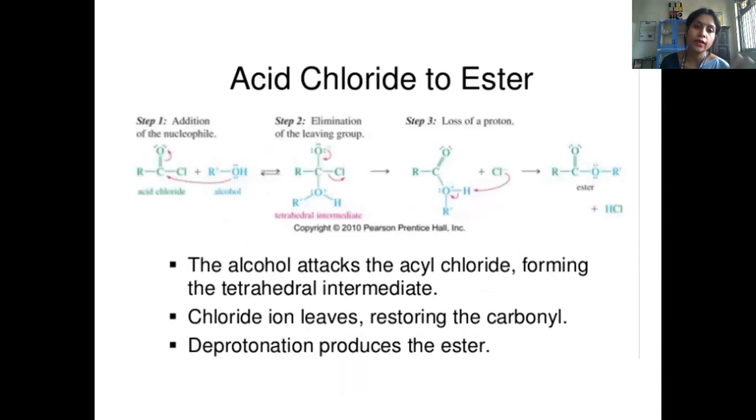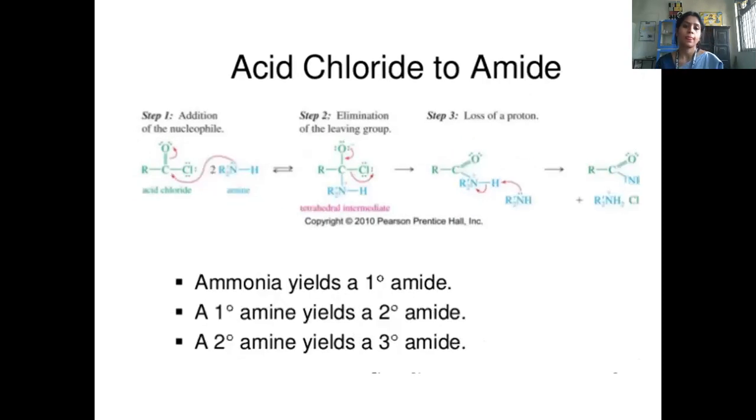Similarly, when acid chloride gets converted to ester, to prepare ester, acid chloride has to react with alcohol. First the addition of the nucleophile, that is the OH group, gets added on the carbonyl carbon, and then the Cl group leaves, followed by a loss of a proton to maintain electrical neutrality. So HCl will be formed as a byproduct, and we get the product as ester. Again, there is a tetrahedral intermediate involved.